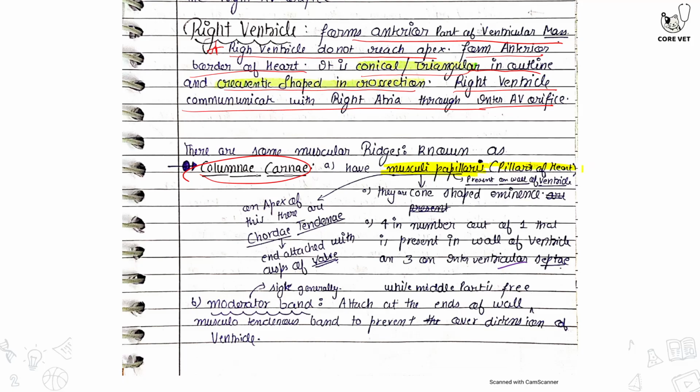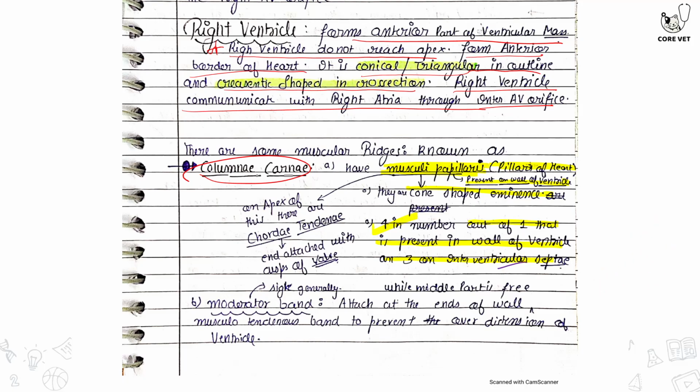It is also known as the pillar of the heart. It is a cone-shaped eminence present on the wall of the heart. Now there are four in number, out of which one is present on the wall of the ventricle, while three are on the interventricular septum. Three on the septum and one on the wall of the ventricle.